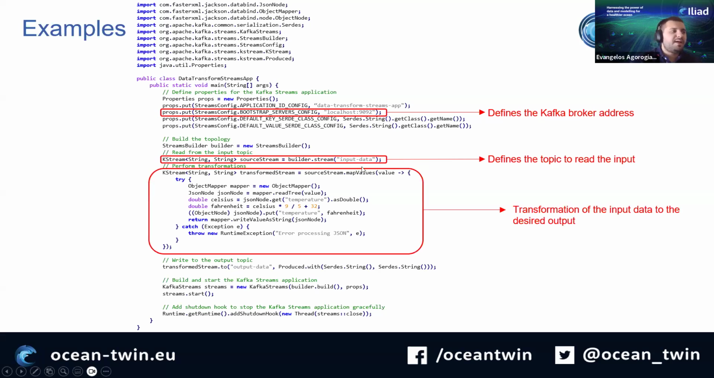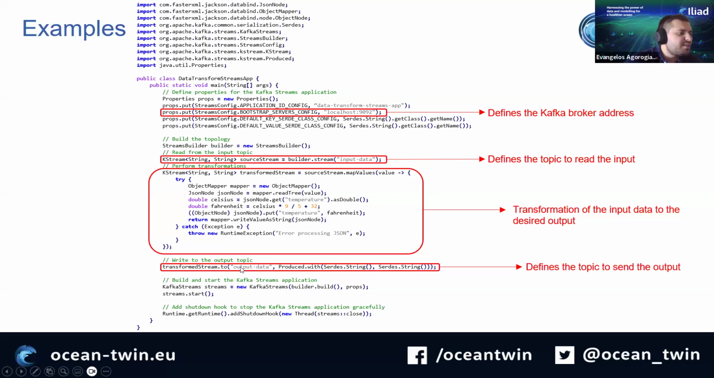And here we have the main part where the transformation of the input data is performed. For example, here we have a temperature that is written in Celsius, and it is transformed to Fahrenheit, and this is the output stream that we're creating, and it is published to this output topic. So we have those steps: defining the broker address, defining the input stream, defining the transformation process, and then defining the output stream.